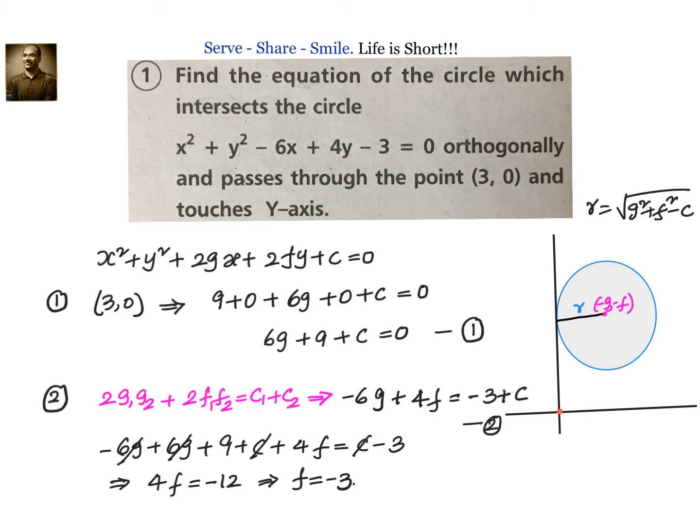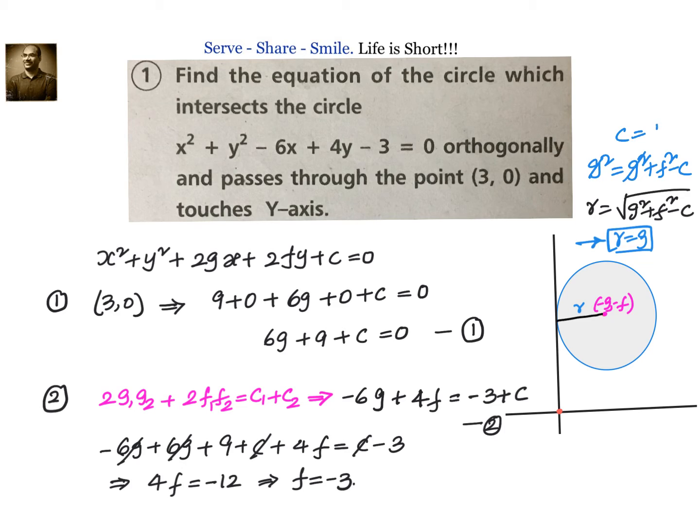Let's go to the third condition. The third condition is it touches the y-axis. Whenever a circle touches the y-axis, the radius will be equal to the x-coordinate of the center. Now what is the x-coordinate here? Minus g. That means radius is equal to g. Let us simplify that. We will have squaring on both sides. g square equals to g square plus f square minus c, because radius is equal to g in this particular scenario when it touches the y-axis.